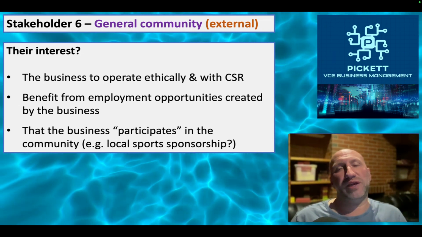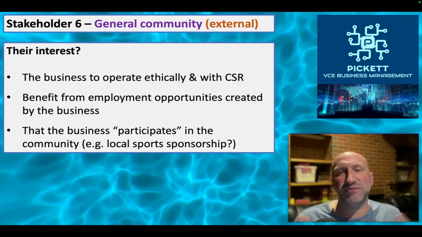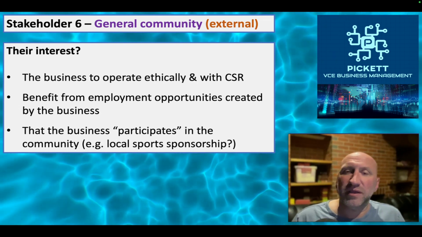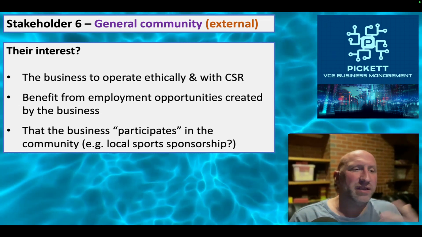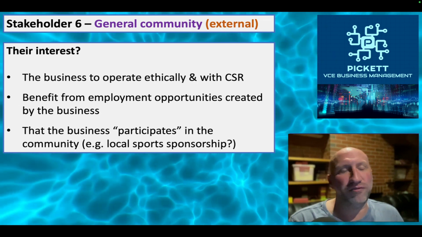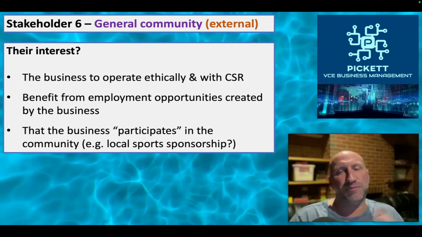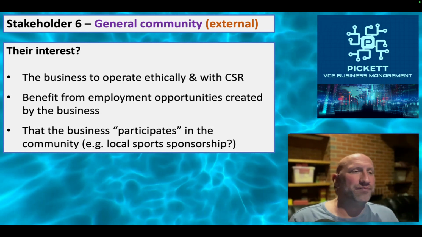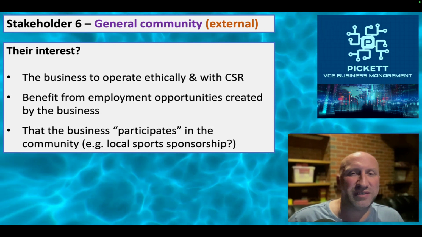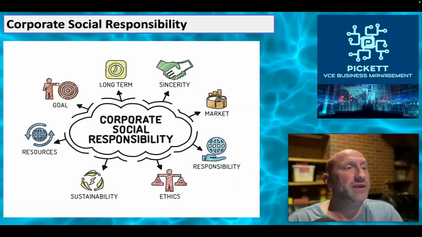So you notice a lot of the local footy, cricket teams and all that sort of thing around our area, they have the name of a business on their shirts, either on the front or the back. That's local businesses getting involved and sponsoring those particular teams. It's a way that business can participate in the community. Obviously, it's advertising for them as well, but there's an expectation for businesses to get involved in the community in some way. That's one way we can do it.